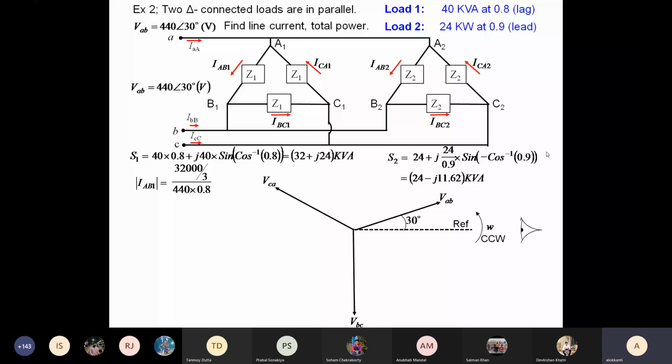So P is equal to VI cos theta, P being the real part of the power. In this question only the power is given, so to find the current you have to use the power, because you are asked to find the line current. So what we are doing is finding the phase currents of the first load. IAB1 equals 32,000 by 3 divided by 440 into 0.8.